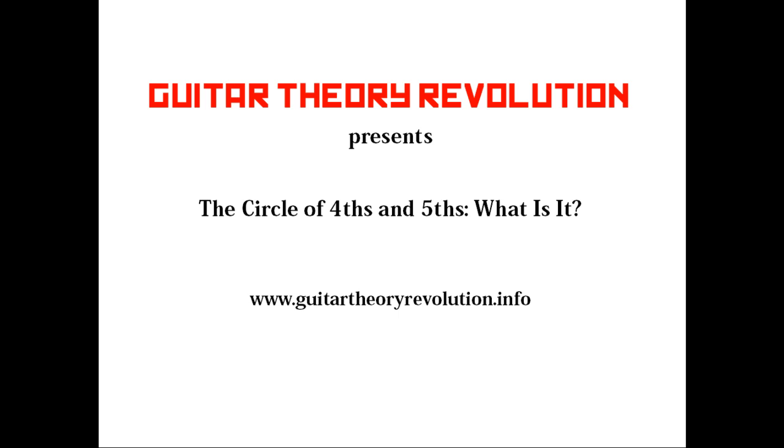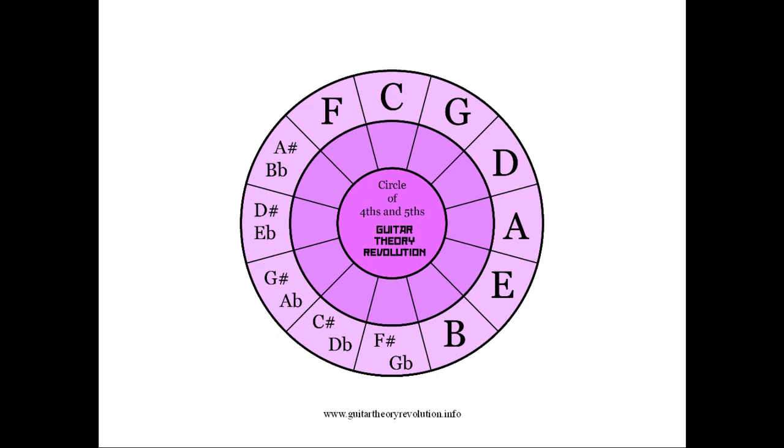The circle of fourths and fifths is a really useful tool for understanding and learning music theory, especially as a guitar player. So what is the circle of fourths and fifths? Well, it is a graphical representation of the relationship between all 12 notes of the chromatic scale. The chromatic scale is simply all the notes that we use in Western music. So that's C, C sharp, D, D sharp, E, F, F sharp, G, G sharp, A, A sharp, and B.